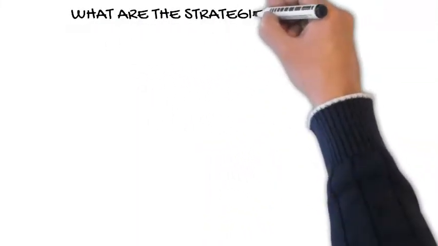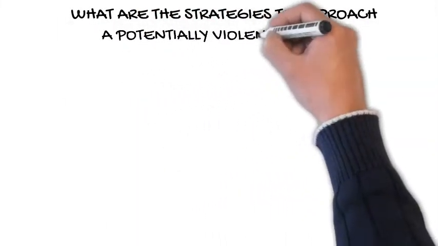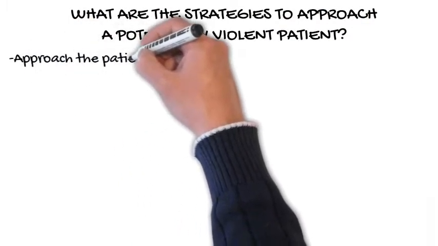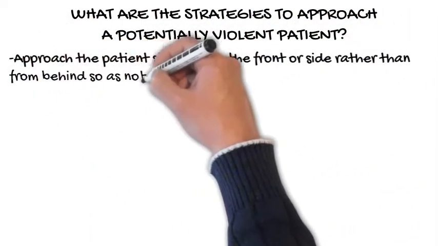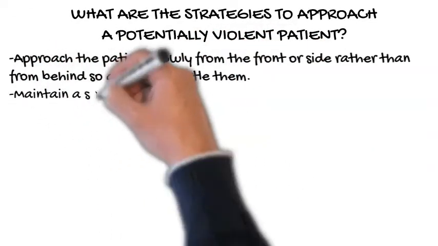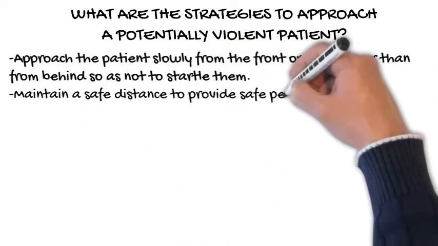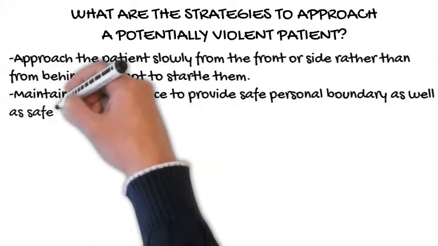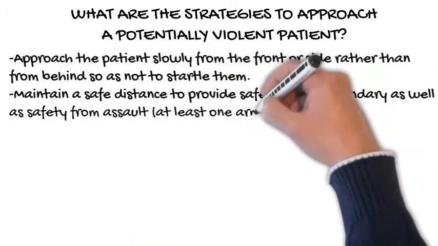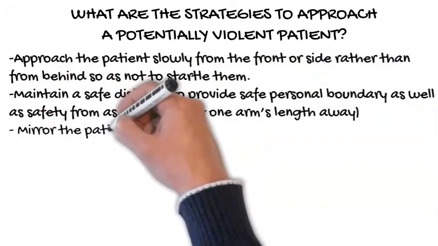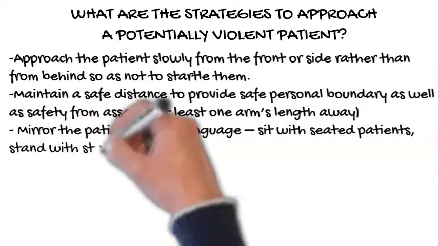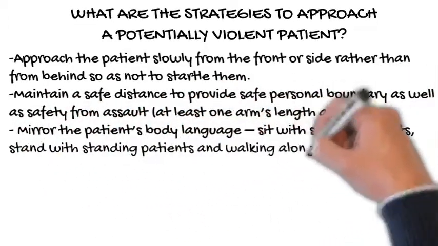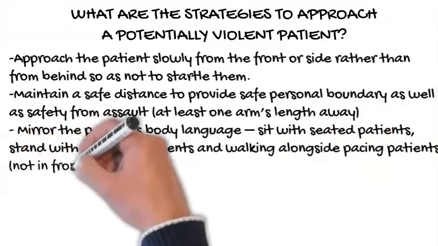What are the strategies to approach a potentially violent patient? Approach the patient slowly from the front or side rather than from behind so as not to startle them. Maintain a safe distance to provide safe personal boundary as well as safety from assault, at least 1 arm's length away. Mirror the patient's body language: sit with seated patients, stand with standing patients and walk alongside pacing patients.